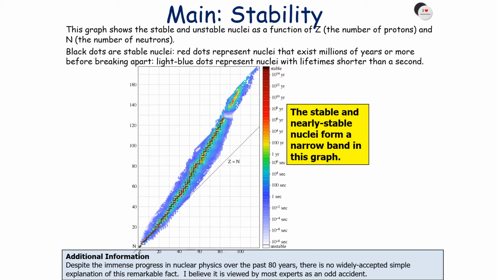Now if we look at this particular graph here, this graph shows the stable and unstable nuclei as a function of protons against the number of neutrons. Now you'll see here that the black dots are the stable nuclei, the red dots represent the nuclei that exist for millions of years before they decay, and the light blue dots represent the nuclei with a lifetime shorter than 1 second. So you can see our stable and nearly stable nuclei form a narrow band in this graph in the middle.